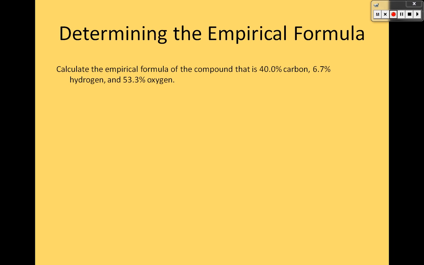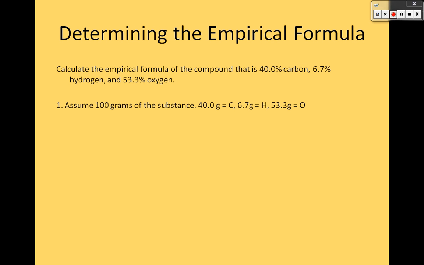So remember that the percents are percents by mass. And so the first step we would do is, let's assume that we have 100 grams of the substance. If we have 100 grams of the substance, then 40.0 grams of that is carbon, 6.7 grams of that is hydrogen, and 53.3 grams of that is oxygen.